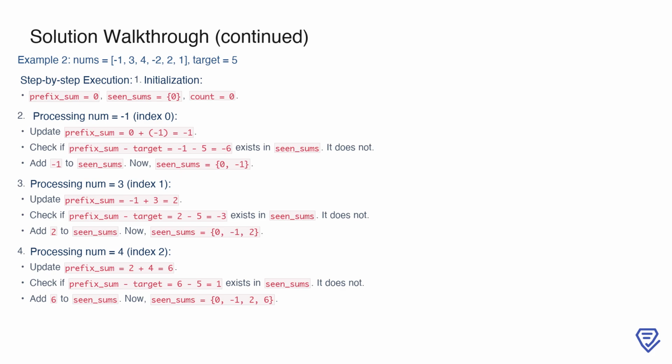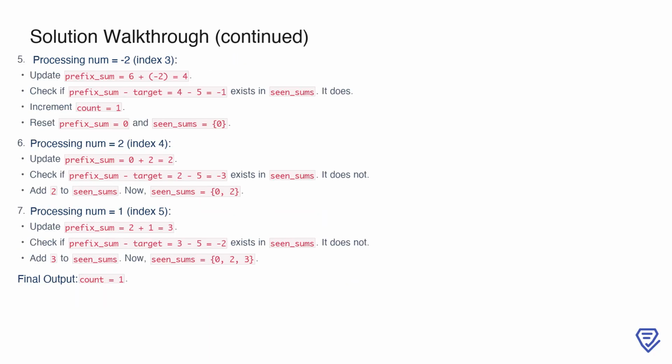Next, for the second element, 3 at index 1, we update prefix_sum to 2. The difference between prefix_sum and the target is -3, which is not in seen_sums, so we add 2 to seen_sums. Moving on to the third element, 4 at index 2, we update prefix_sum to 6. The difference between prefix_sum and the target is 1, which is also not in seen_sums. Thus, we add 6 to seen_sums and proceed.